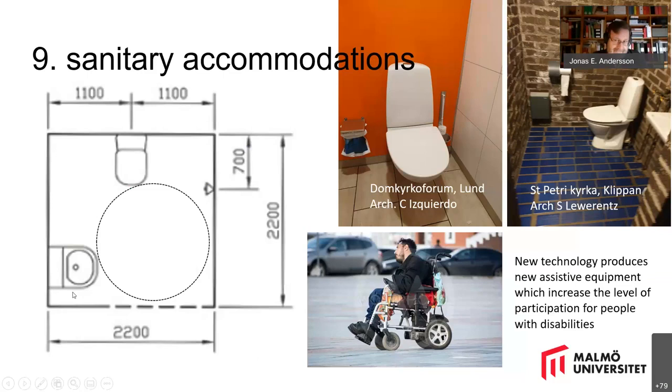And one new item that has been introduced lately in the Swedish building code is that there should also be contrasting colors, because contrasting colors will help people with visual impairments to discern where the white water closet is situated in the room. And actually you can see that although this is a very early example of an accessible toilet in St. Petri Kyrkan in Klippan in southern Sweden, Sigurd Lewerentz was working with different materials, and even the flooring had a different color, so that the toilet seat is quite discernible, although you don't have this necessary turning space on either side of the toilet seat.